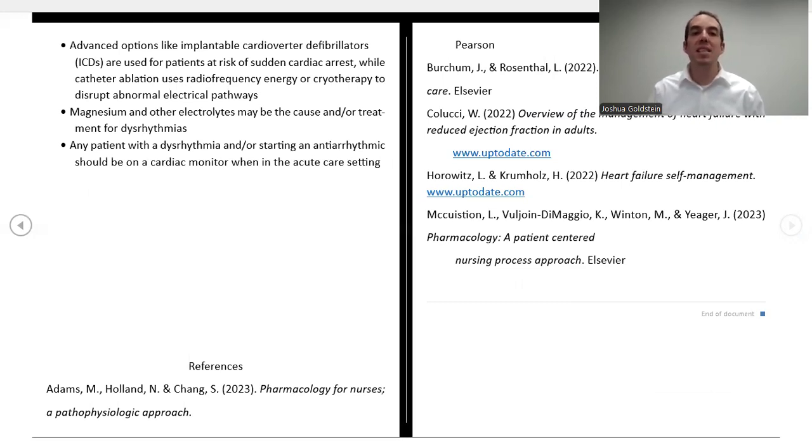I do want to mention that magnesium and other electrolytes can be the cause and or the treatment of dysrhythmias. If a patient has, let's say, dysrhythmias along with hyperkalemia, they may get treated with calcium. If a patient has hyperkalemia, they can have an abnormal cardiac rhythm. So a lot of the electrolytes can cause or be part of the treatment for these dysrhythmias. So again, I'm going to let your professor, if you're in school, go into detail on how much they want to get into with that. But we do also discuss this a little bit more in the fluid and electrolyte lecture if you haven't already seen that. And finally, any patient with a dysrhythmia or being started on an antiarrhythmic medication always needs to be on a cardiac monitor.